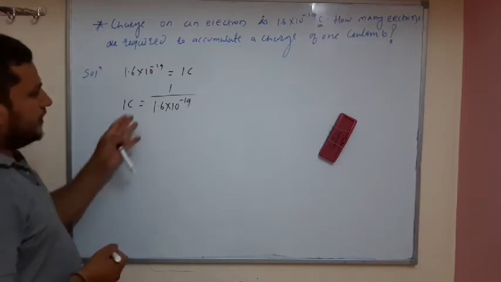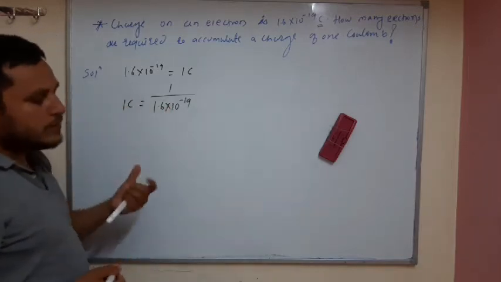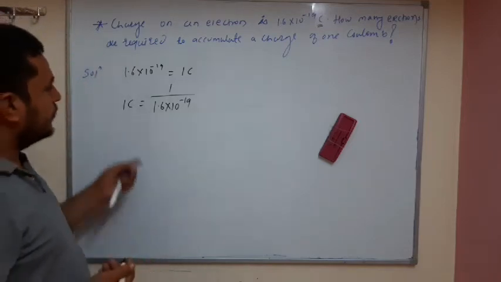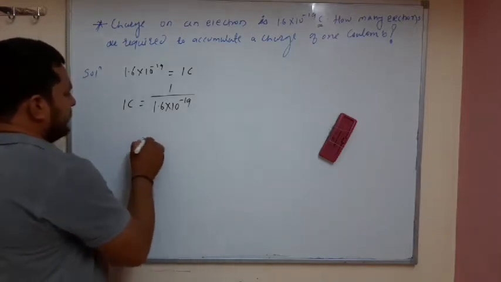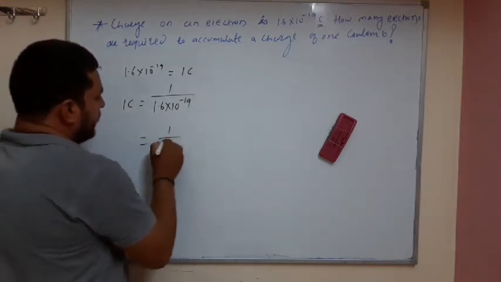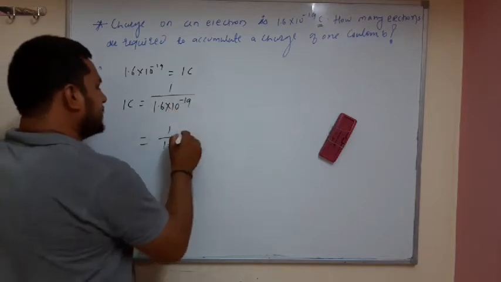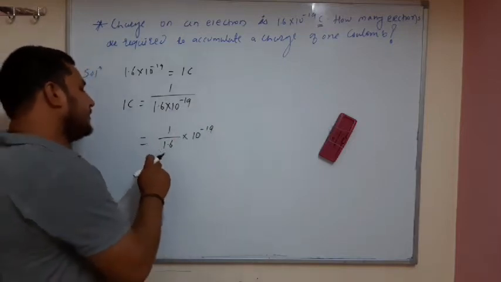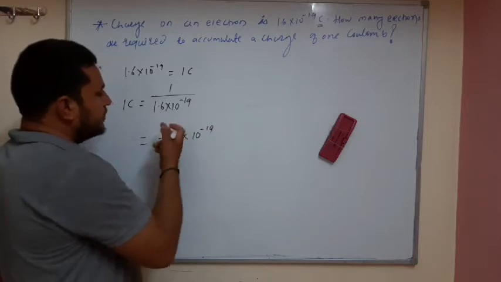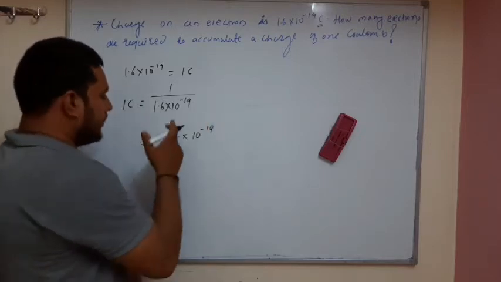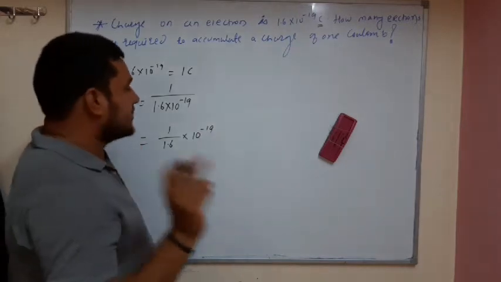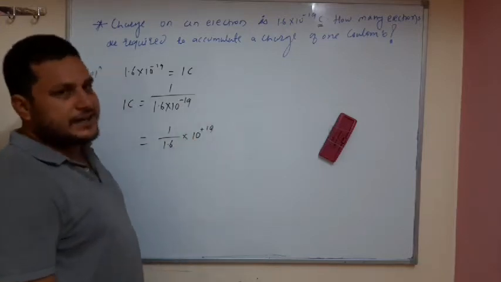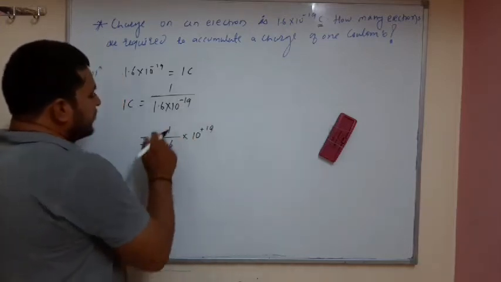Now, before starting, you must know the rule of division. If you know it very well, then no problem, we'll go through directly. Suppose here the solution is 1 upon 1.6, and the 10 raised to minus 19 we write in multiplication. Whenever a number is moved from denominator to numerator, or from division to multiplication, the sign of the power will be changed. So 10 raised to minus 19 will become 10 raised to plus 19.